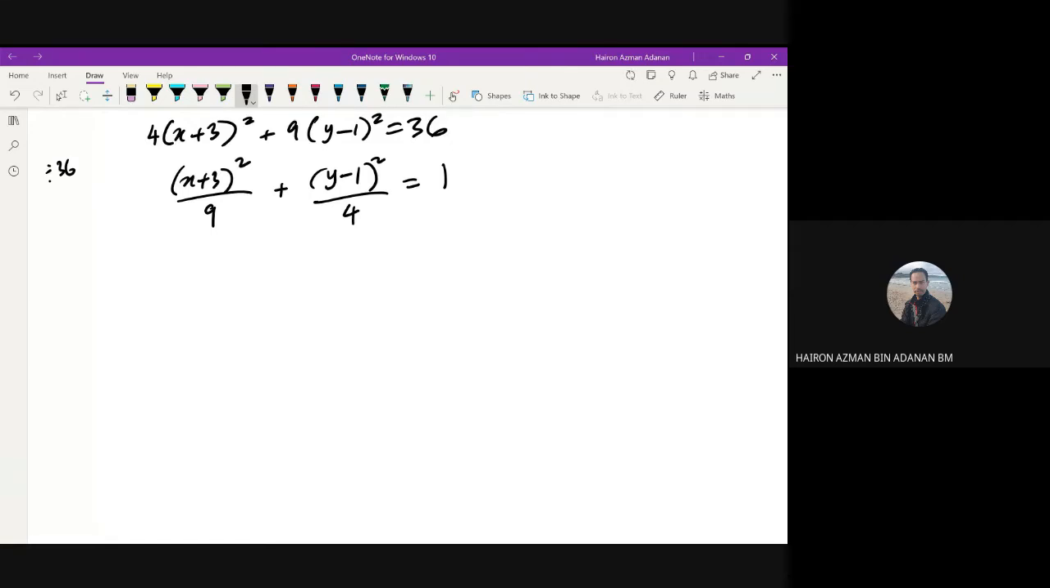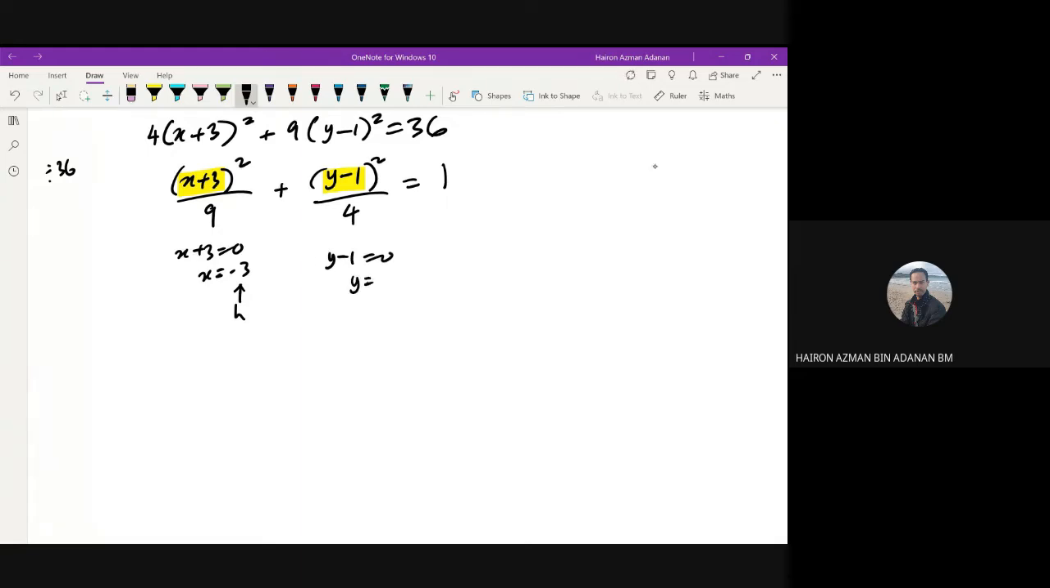From the standard form, we know the value of HK. How to calculate h? For x plus 3, just equate to 0. So you get negative 3. How to get k? Y minus 1, you equate to 0, so you will get the value of k. So x plus 3 equals 0, so x equals negative 3. This one is the value of h. Y minus 1, equate to 0.